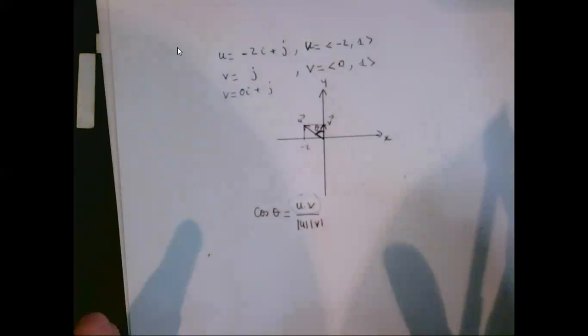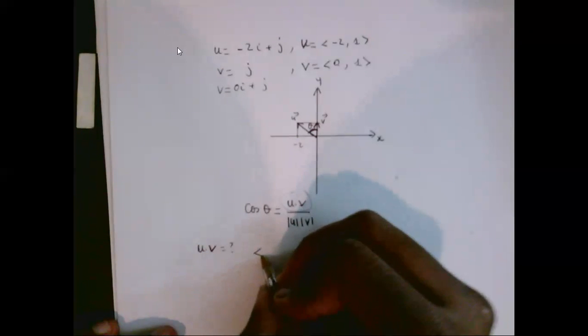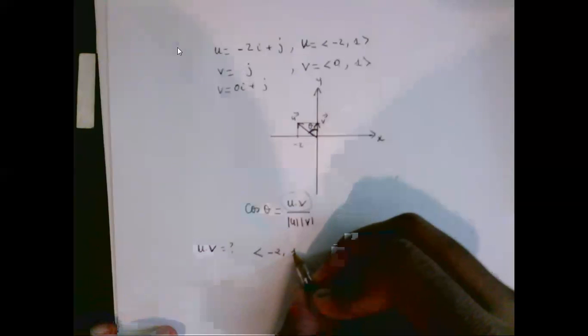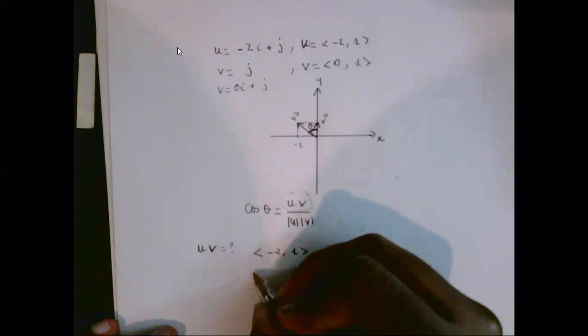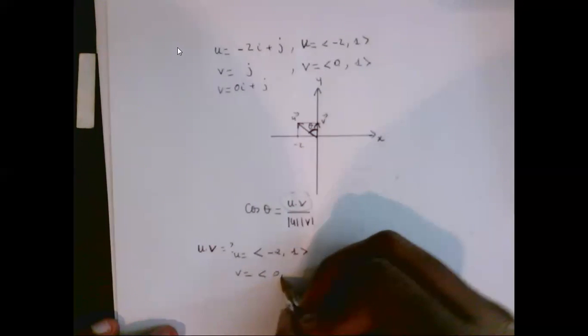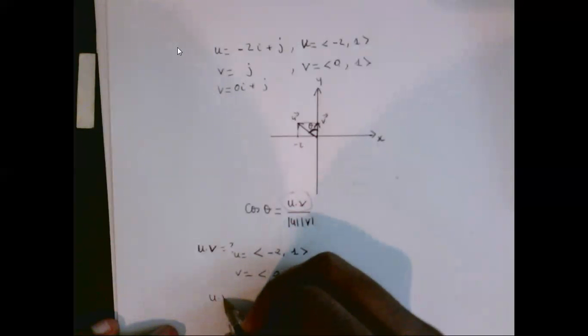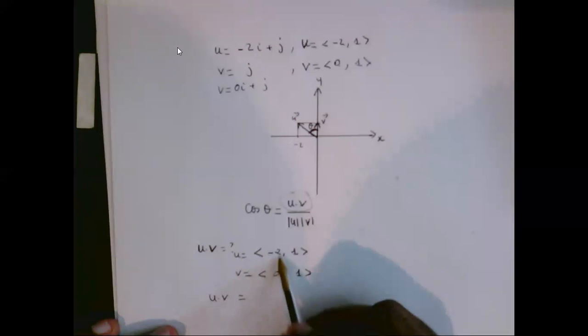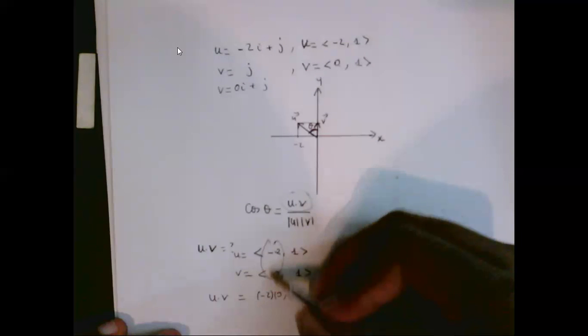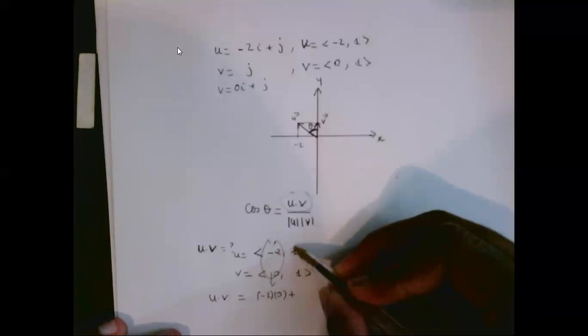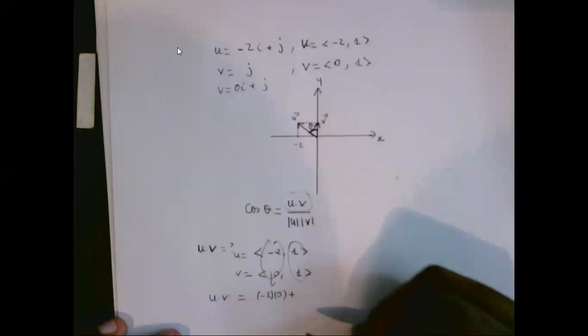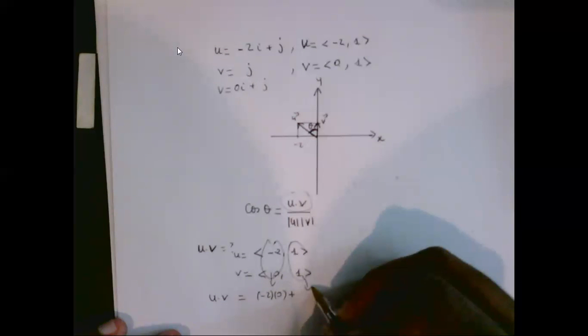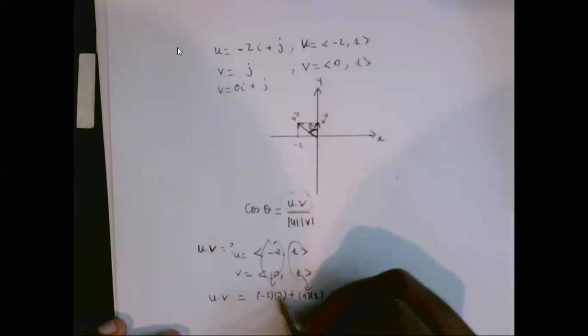So the dot product of u and v is equal to what? I know that vector u is made of negative 2 and 1, and v is 0 and 1. The dot product will be the product of the x components plus the product of the y components. So negative 2 times 0, which is 0, plus 1 times 1. I get 1. So the dot product is 1.